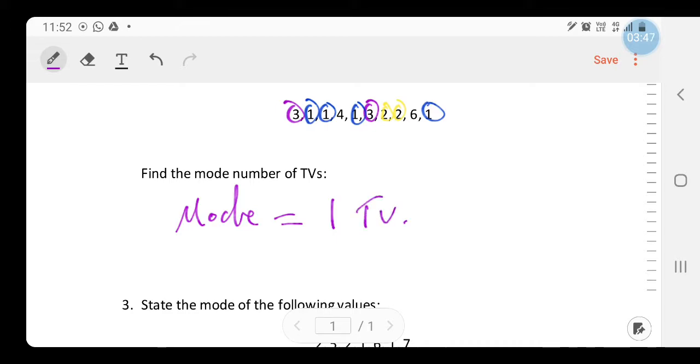And it's important that you put the word or the abbreviation TV after number 1, because the number of TVs has units, okay? The units are TVs. Just like if you were asked how many meters long your house is, you wouldn't say 6, you would say 6 meters, okay? So if you ask for the mode number of TVs, you don't say 1, you say 1 TV, okay? So units are very important. Let's do one more example.